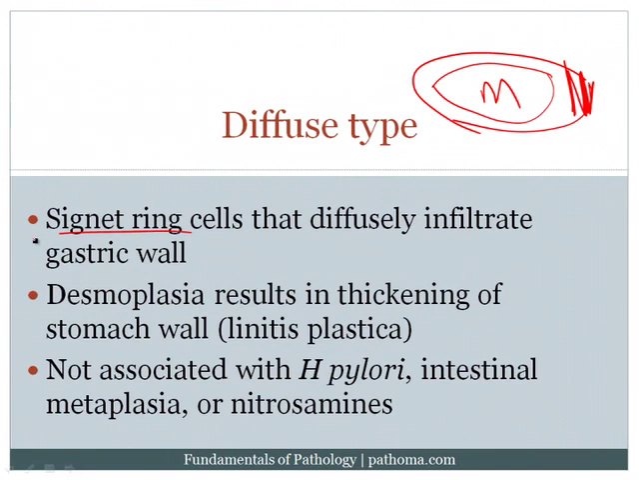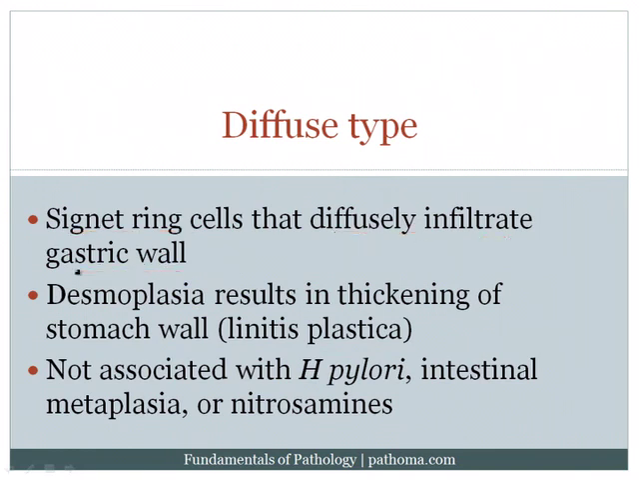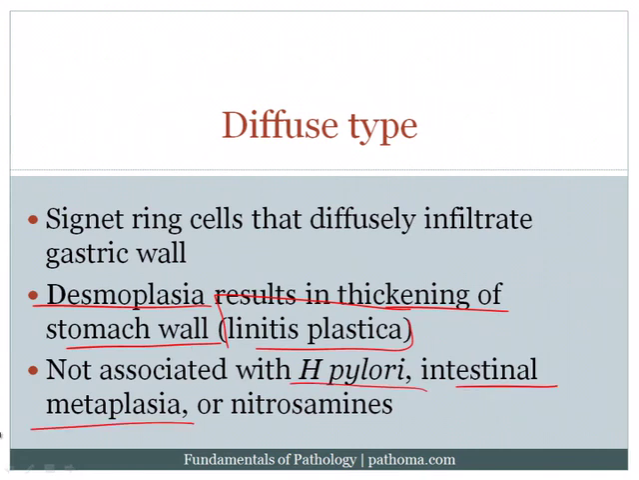Now in the diffuse type, these signet ring cells diffusely infiltrate the wall of the stomach, and that results in something called desmoplasia. What's desmoplasia? Desmoplasia is a reactive response of the stroma, so it's basically fibrous tissue and some blood vessels that occurs in response to the invasive tumor. And so this desmoplasia then results in thickening of the stomach wall so that these patients get linitis plastica. Now important to note, this is not associated with H. pylori, it's not associated with intestinal metaplasia, and it's not associated with nitrosamines.